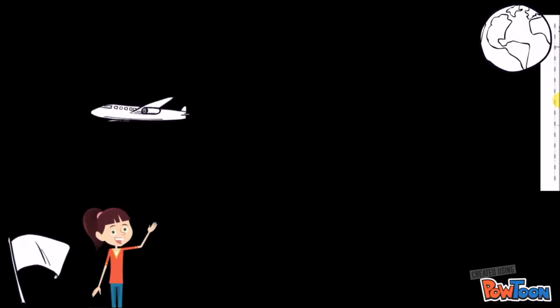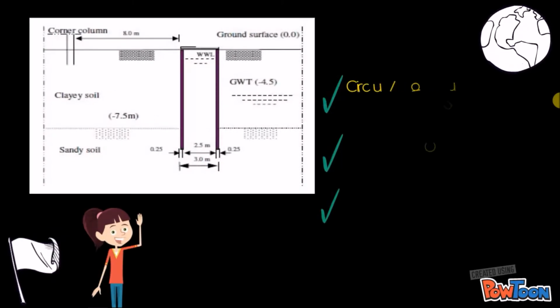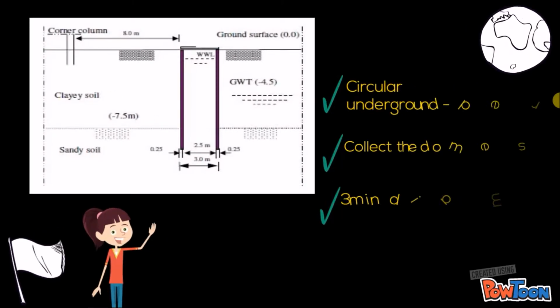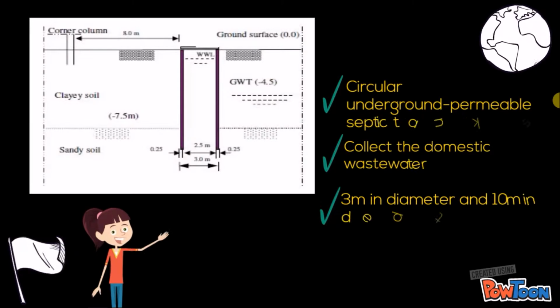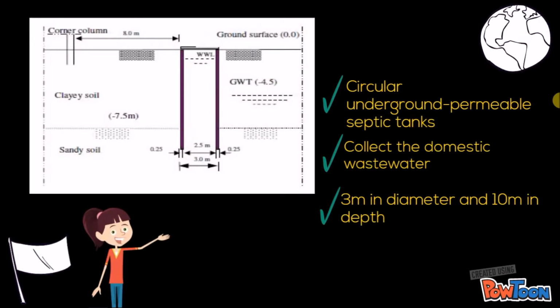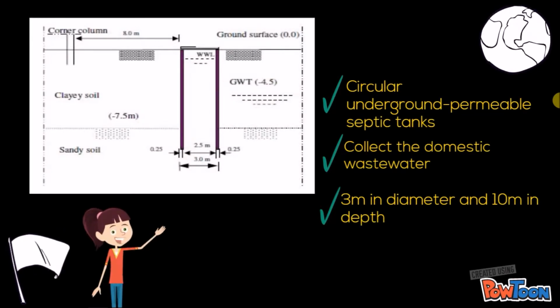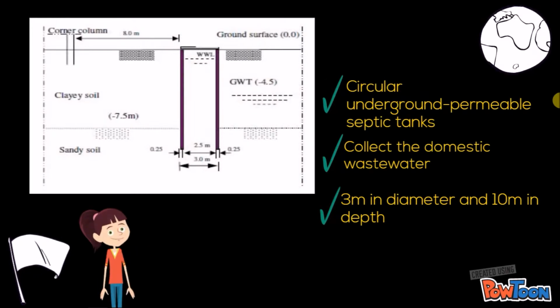The source of the problem is a circular underground permeable septic tank. The septic tank collects domestic wastewater from the dwelling units. The diameter of the tank is 3 meters and the depth is 10 meters, as shown in the picture.